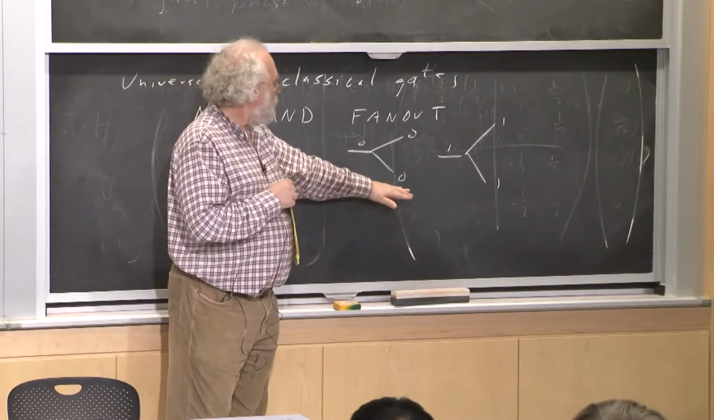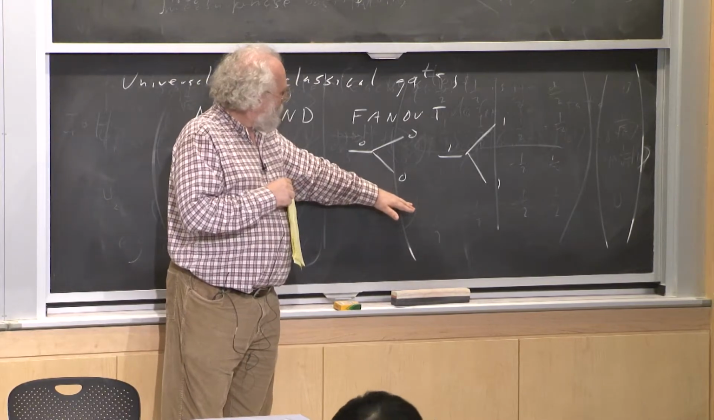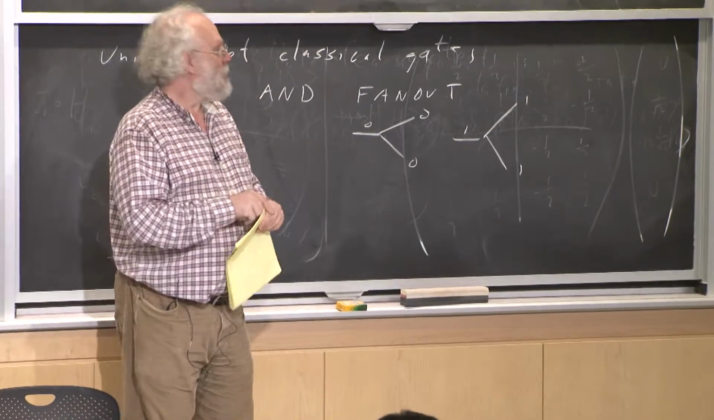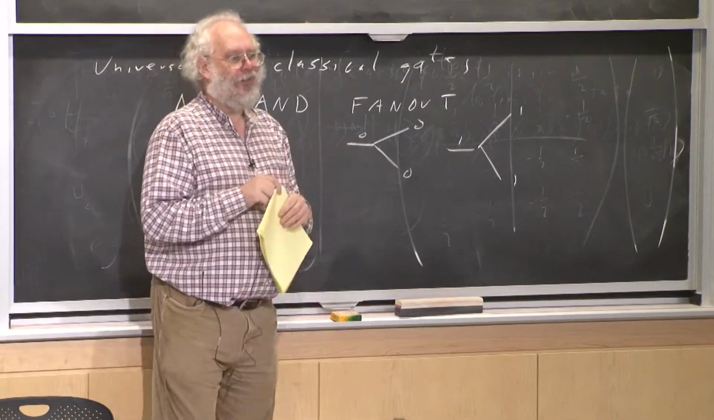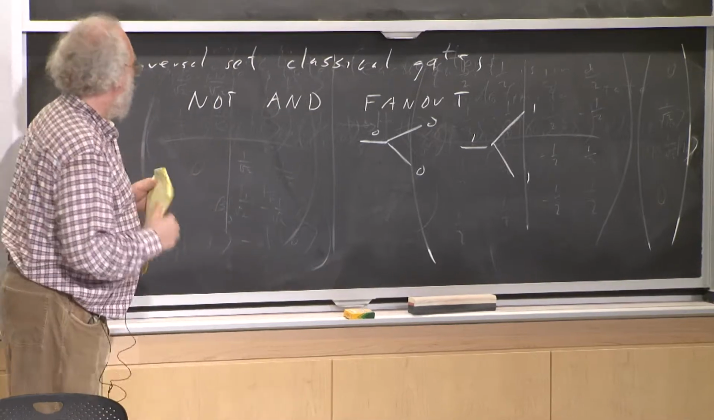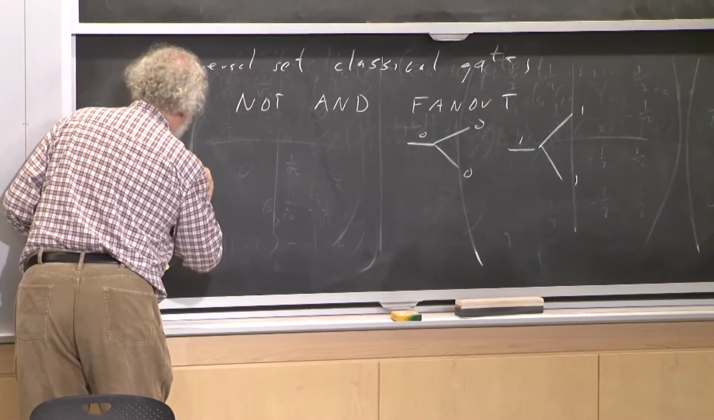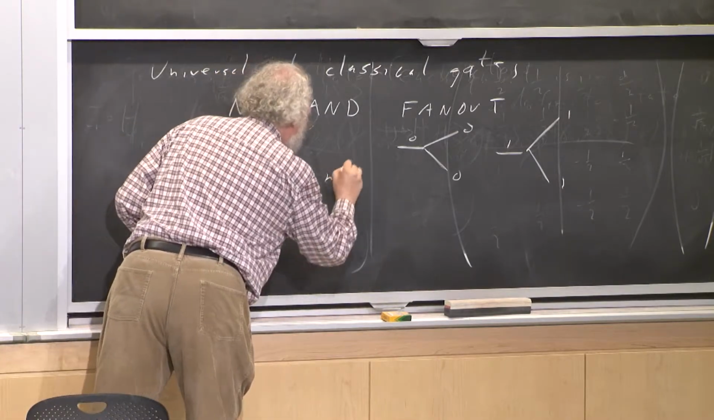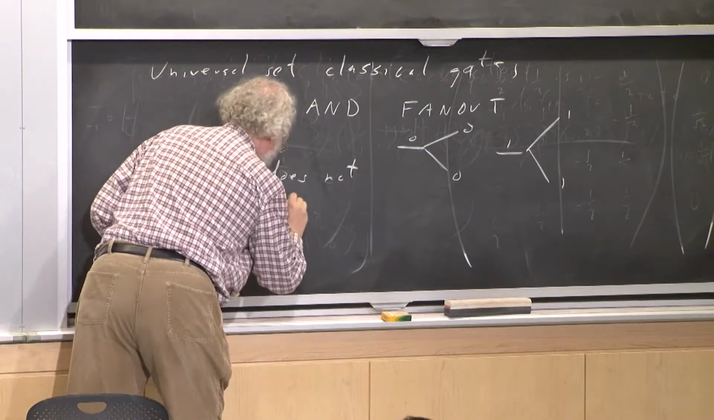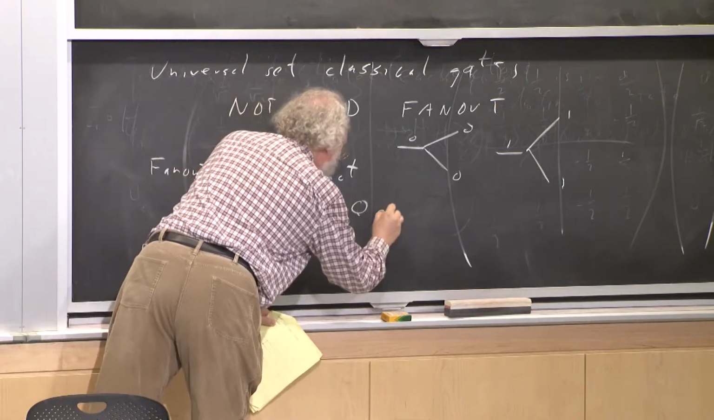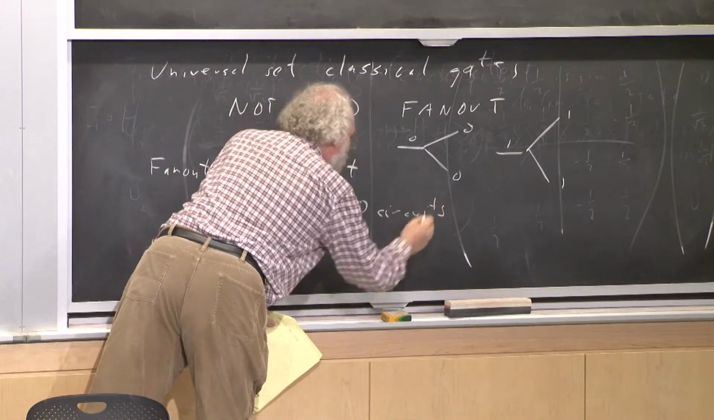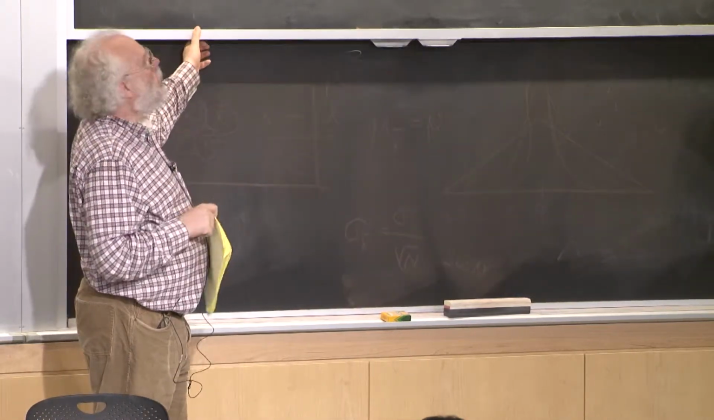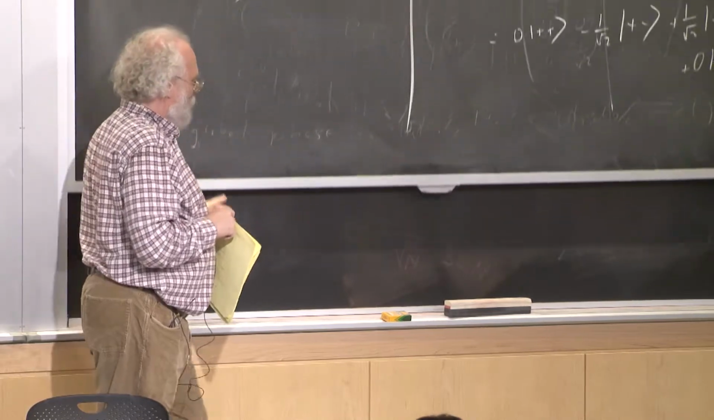Now, quantum circuits, well, maybe the equivalent of fan out in quantum circuits is cloning, so you can't use fan out in quantum circuits. So how do we do quantum circuits?